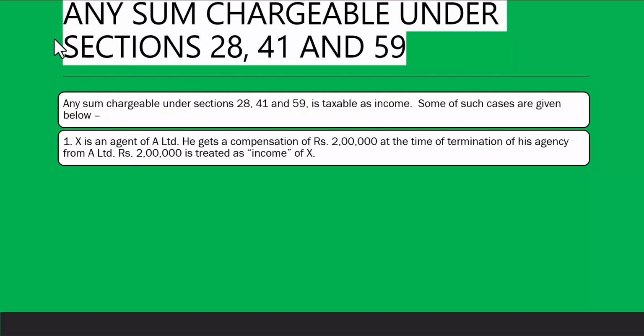So X is an agent of A Limited. Okay, you are an agent of some company. So the company pays 2 lakh rupees to you at the time when there is a termination of your agreement. So this will become your income in your hands. Okay.